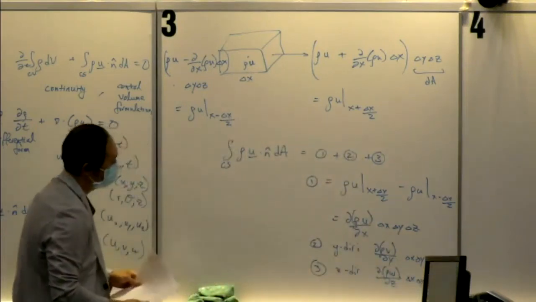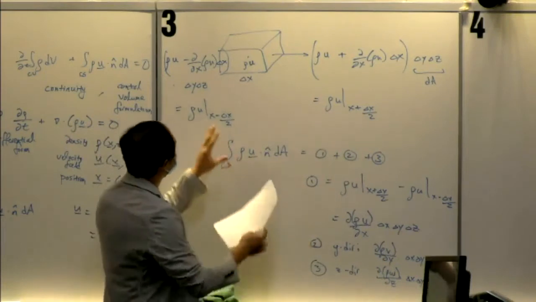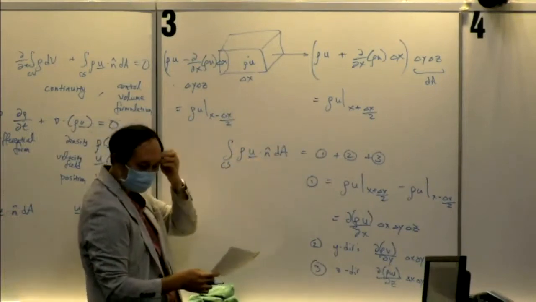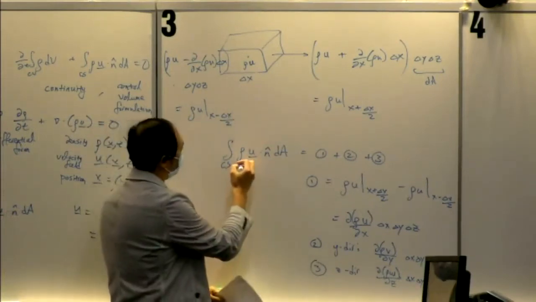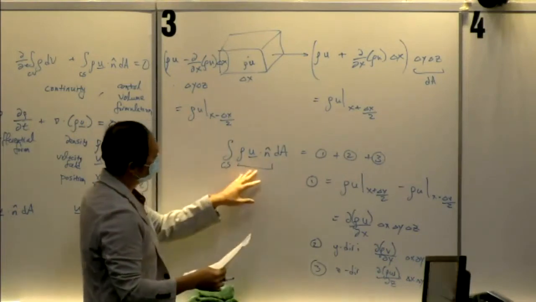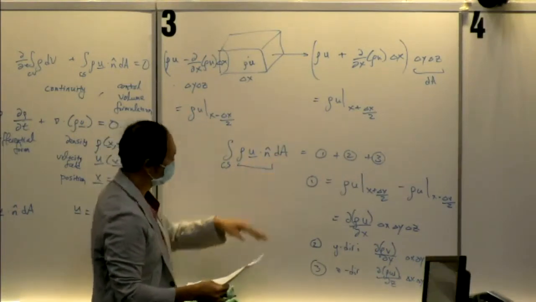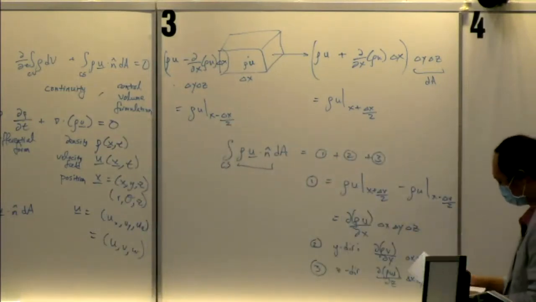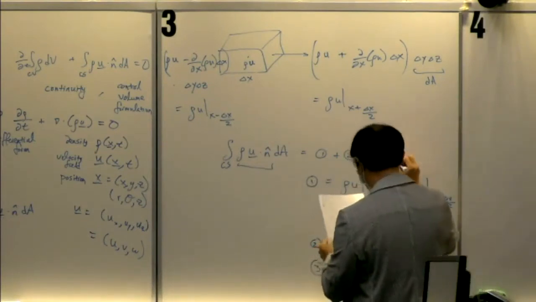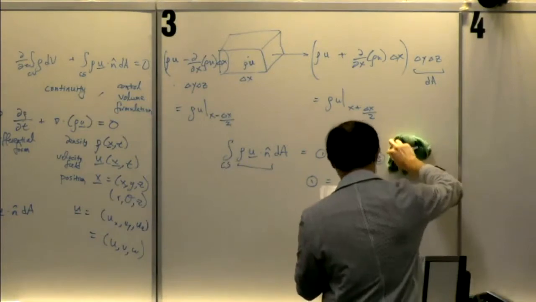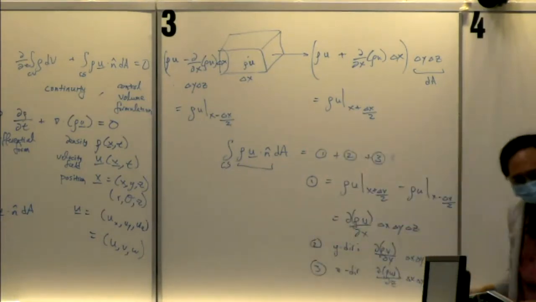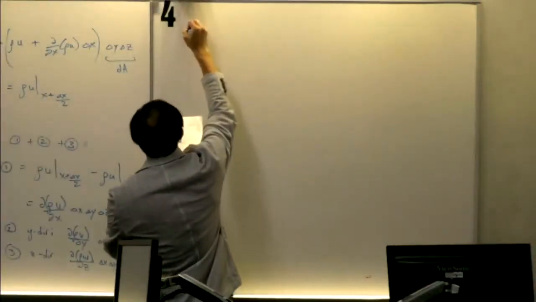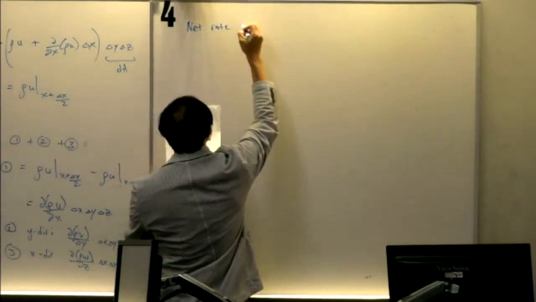All right. So all we've done is basically figure out how this integral is going to change. If you remember the fundamental theorem of calculus, the integral is basically this thing evaluated at those two endpoints, right? So that's all we've done, and so this can now be written as, let's go to board 4, what's called the net rate of mass outflow. Net rate of mass outflow.